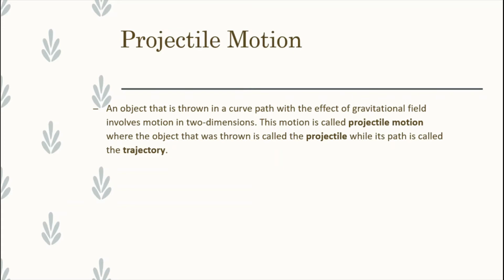So the projectile is the object that is being thrown, and the curved path we can see of that projectile is what we call the trajectory.